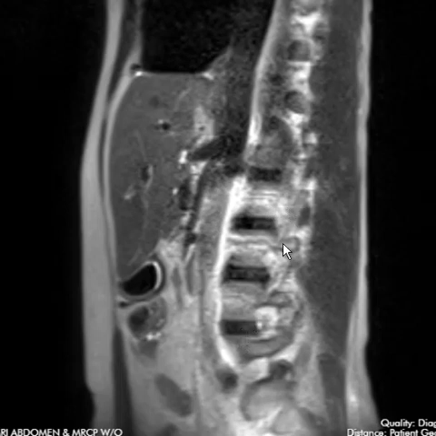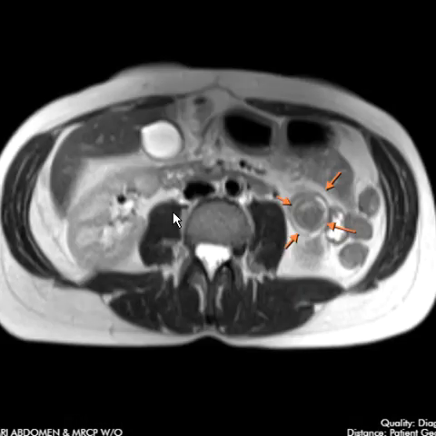So a rare, interesting case of potentially SMA syndrome and what looks to be an intussusception, which may be contributing to her symptoms.